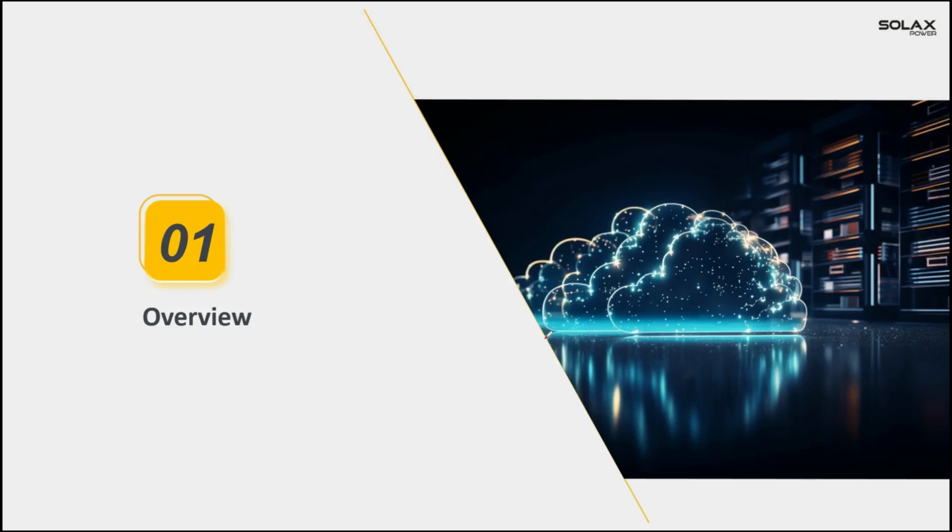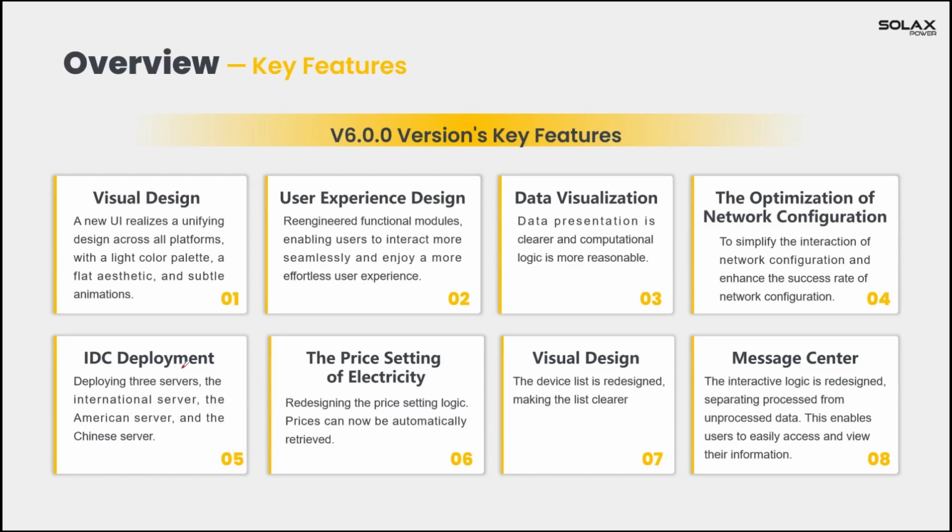Firstly, about the system overview. Here are the key features of version 6. As you can see, we got many highlights in the function and the design. The first is visual design. Version 5 takes an all-black design. However, version 6 takes a new UI design with a light color palette, a flat aesthetic, and subtle animations. And the second is user experience design. We received some feedback that the functions of version 5 were difficult to find, so we upgraded the function layout of version 6 to make it easier for users to find.